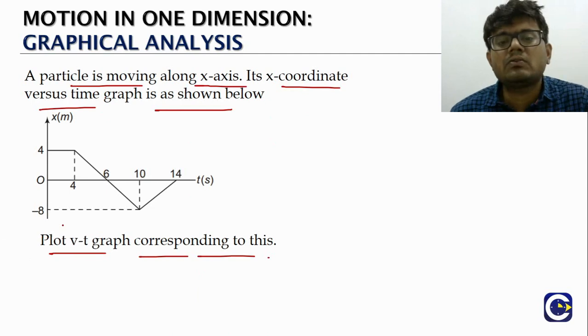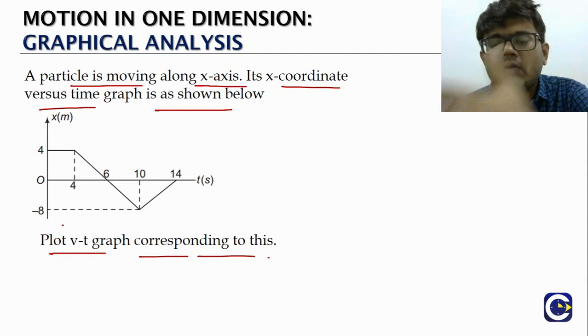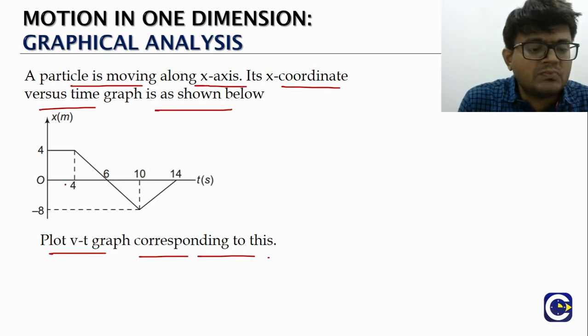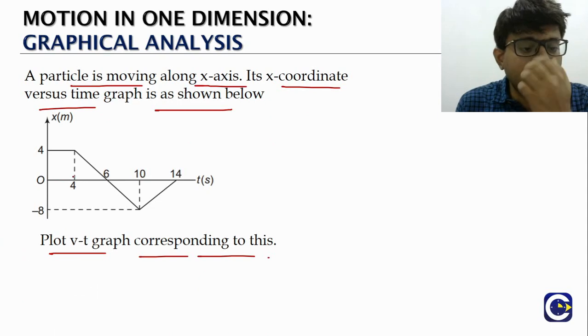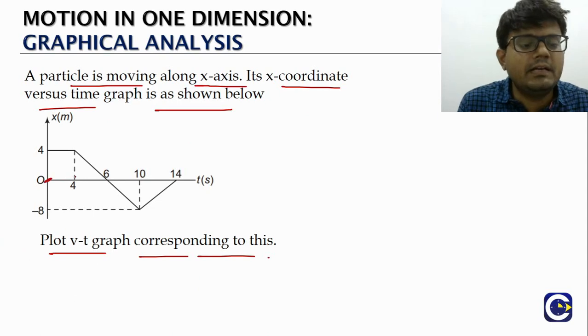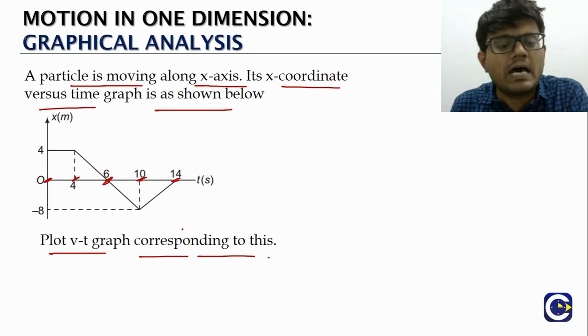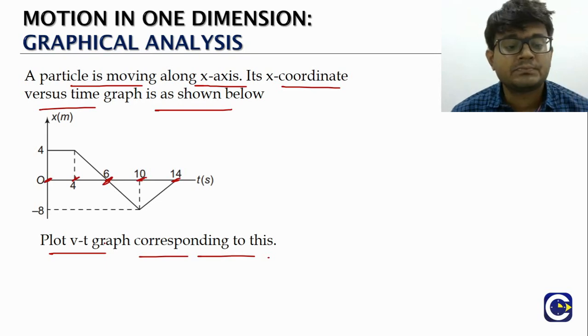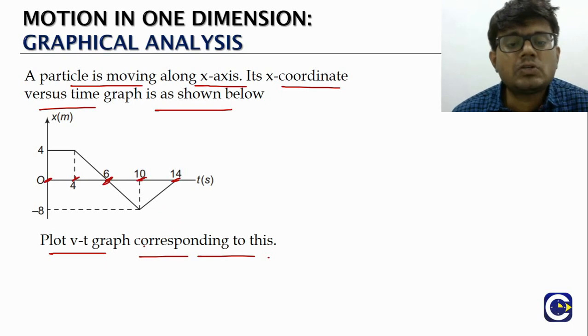See, whenever we have to plot one graph from a given graph, we always need to keep one thing in mind. The graph will be demarcated at whatever the time values that are given here. So the marked times are what? Look at this, 0, then 4, then 6. Accordingly we have to mark the values on the velocity time graph also.